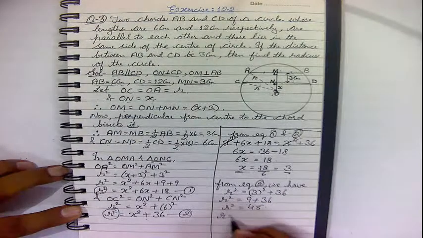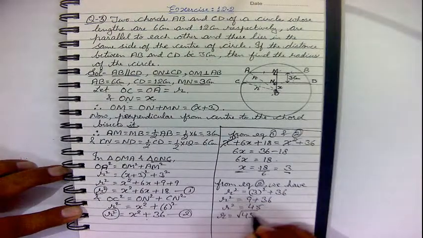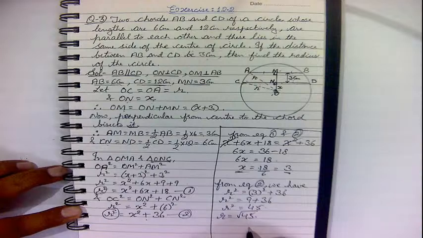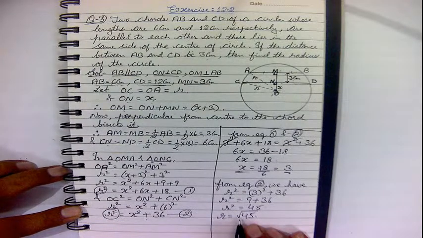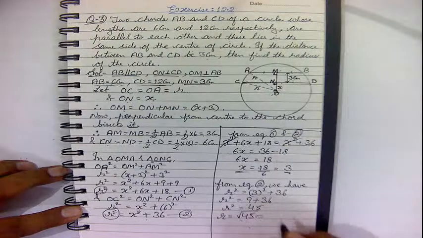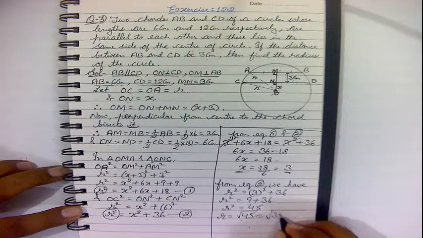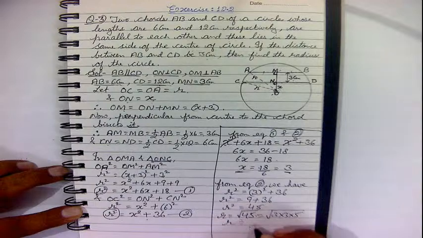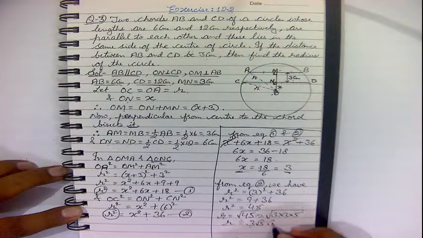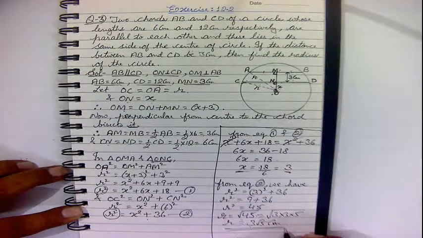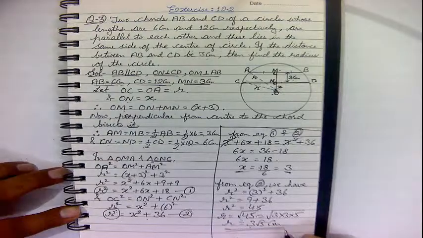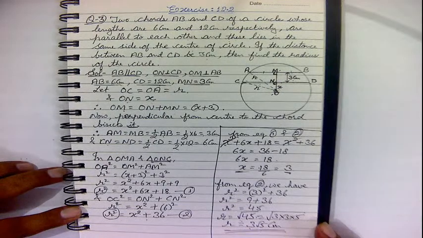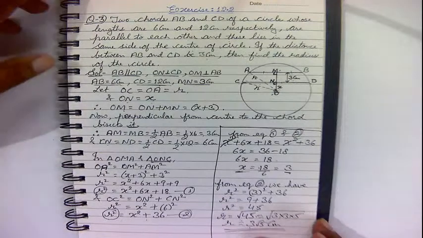So R is square root of 45. Now square root of 45 is not a perfect square, but you can factorize it. और क्या लिख सकते हो, factors will be 3 multiply 3 multiply 5. So R is 3 under root 5 centimeters. So this is the radius of the circle. So in this way you can find the radius.